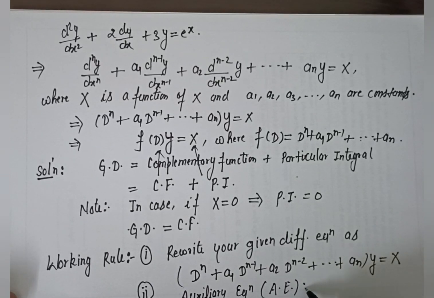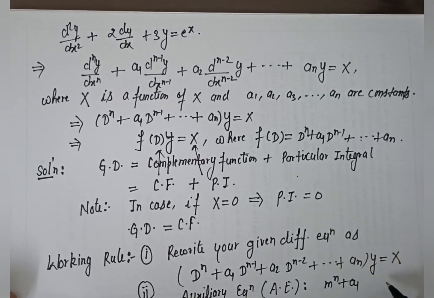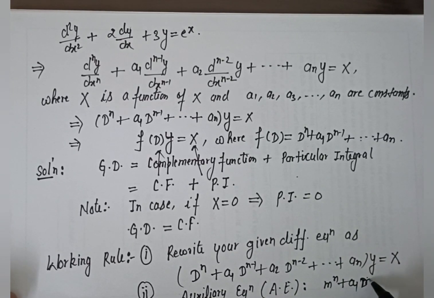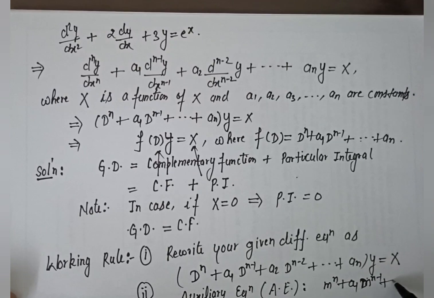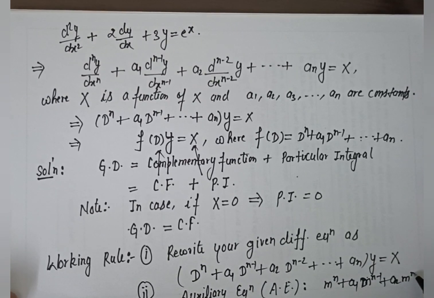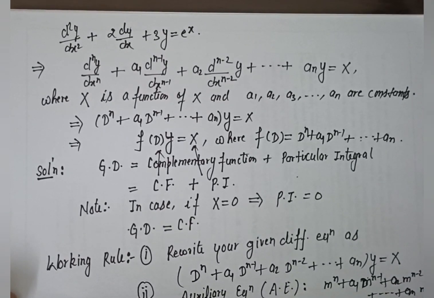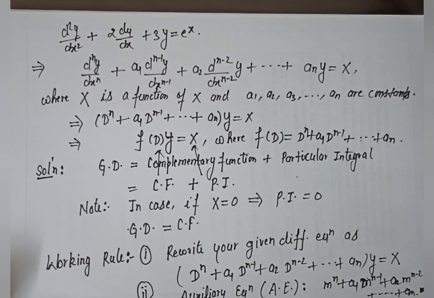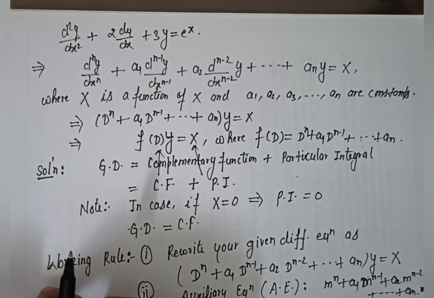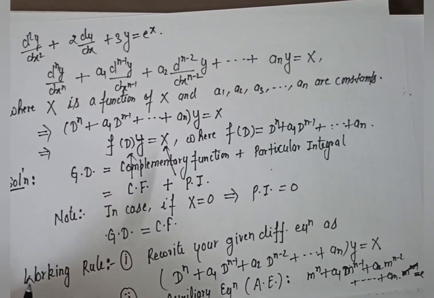into V as m to the power n plus a1 m to the power n minus 1 plus a2 m to the power n minus 2 plus dot dot dot plus an minus 1 m plus an, equals to 0. So it is your auxiliary equation, which is a polynomial in terms of m.